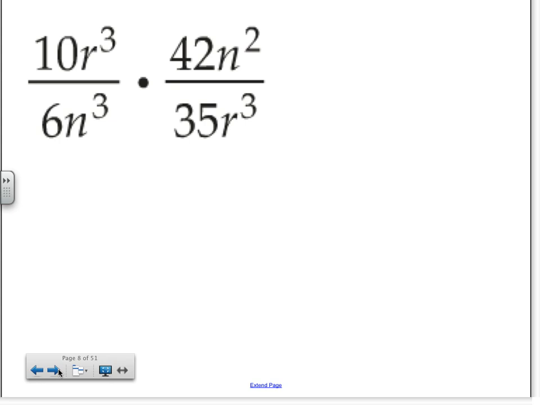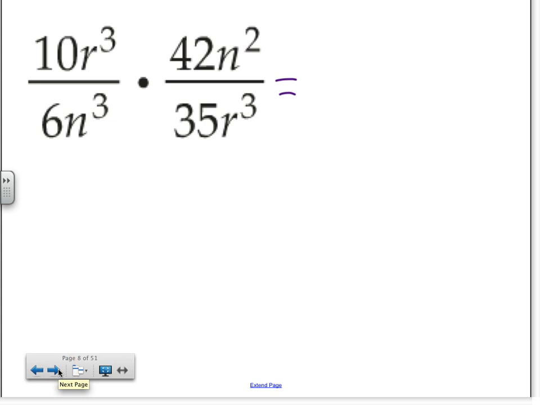What would you do? This is simply a fraction, isn't it? This is another fraction. So fraction times a fraction, what do you do? Multiply across. Okay, now here's the thing though. Do you want to take 10 times 42 to make it 420, or do you want to do something else? Let me show you a technique which will make it simple for you.